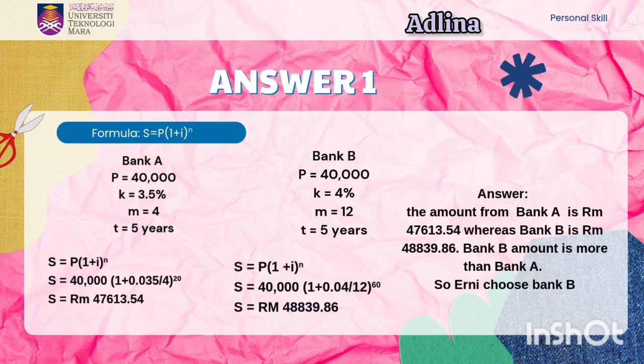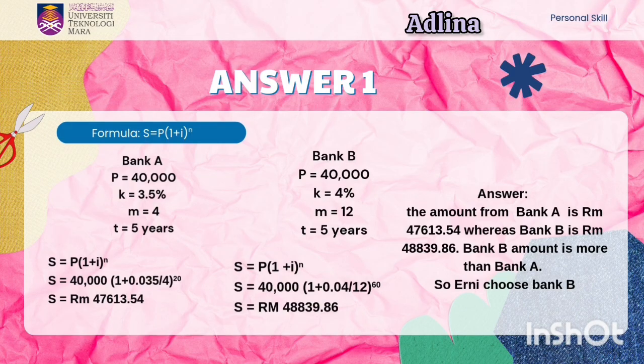So S for Bank A is 40,000 ringgit, P, with the bracket of 1 plus 0.035. We convert the 3.5%, which is 3.5 divided by 100, equivalent to 0.035, over 4, which means divide by 4. And then close the bracket, power over 20. 20 is the multiplication of 4 times 5. And so the answer is 47,613.54 ringgit. This is for Bank A.